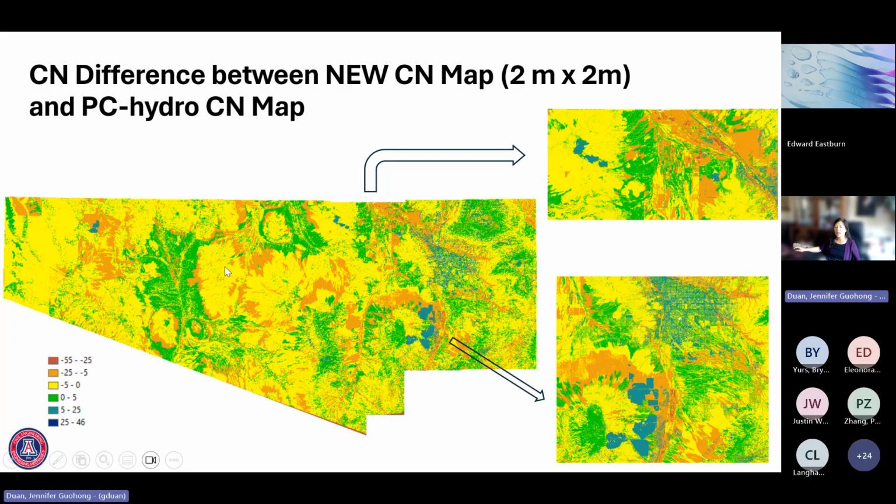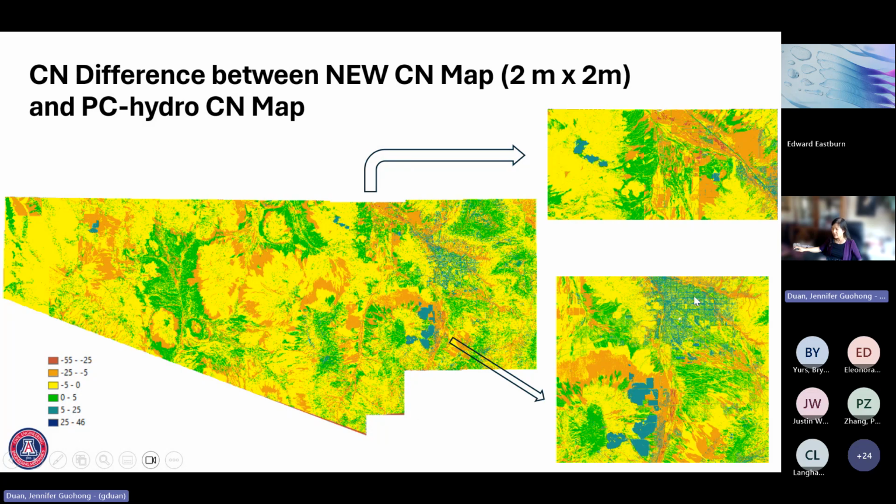All right. So the red areas mean the curve number is under predicted in the new curve number map. But the difference is there, some difference, but it is not hugely significant. The major difference you see is in our urban areas. How much difference? 25 to 46.